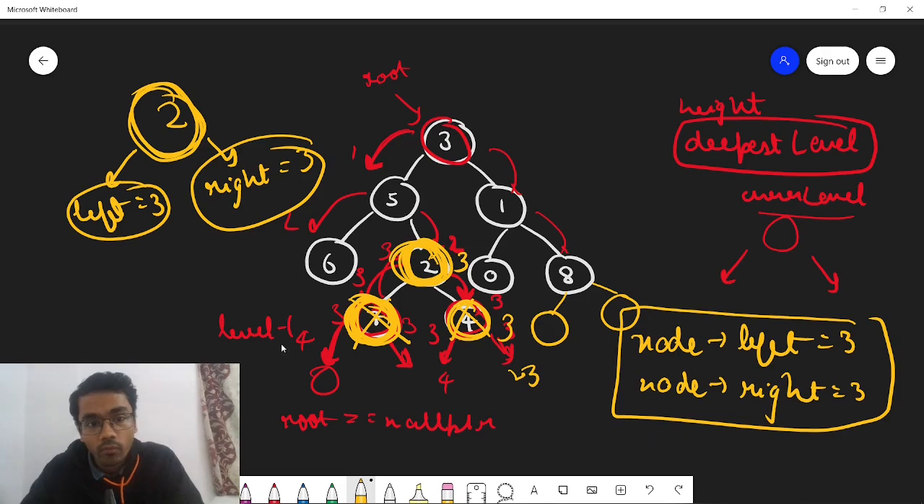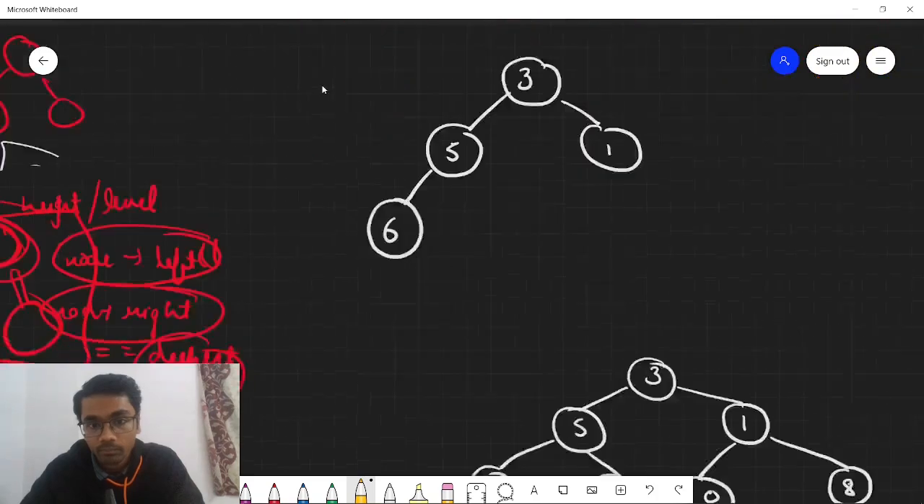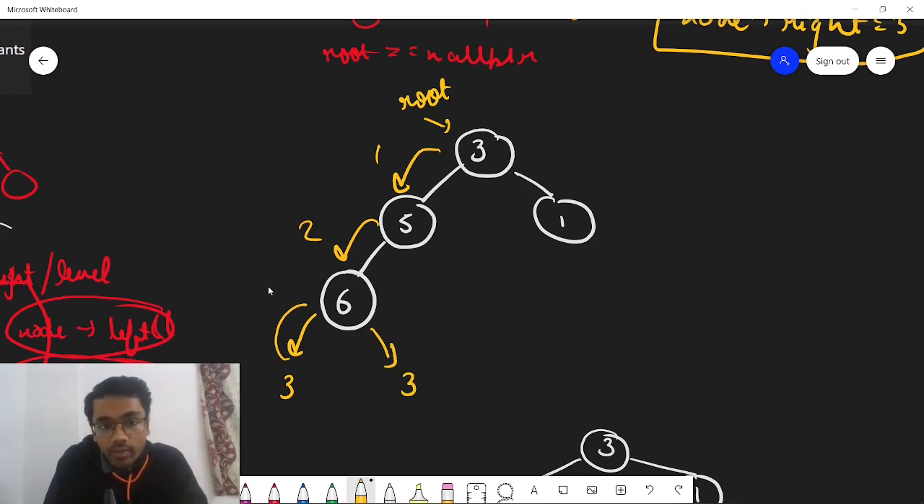So let me show you 2 more examples which will make this problem clearer to you. Yeah, same thing here. We are starting from the root, going one level down, one level down again, and here we will say, okay, its left and right part is 3. So we are not returning 3, we are actually returning 2 from its right and left part.